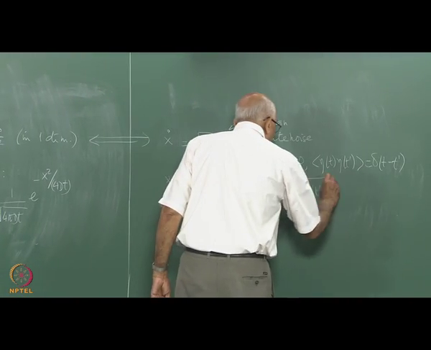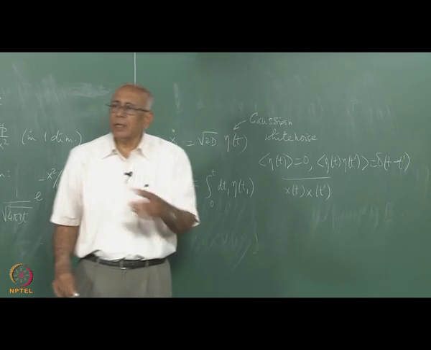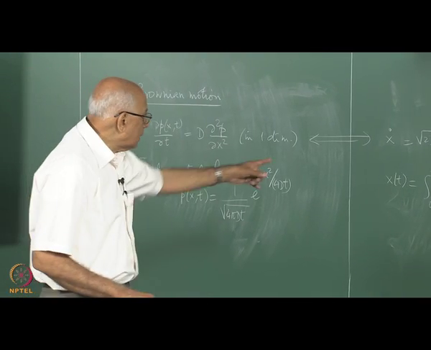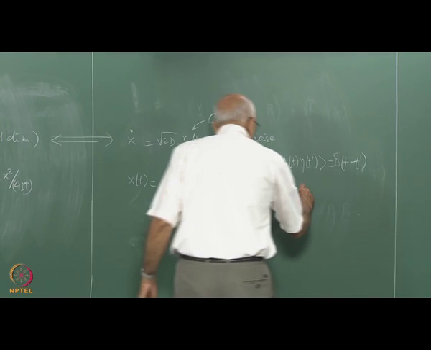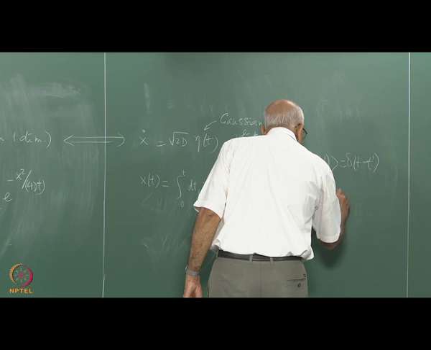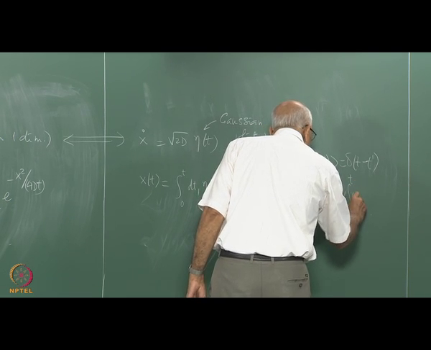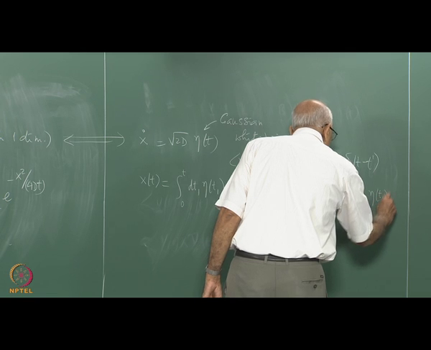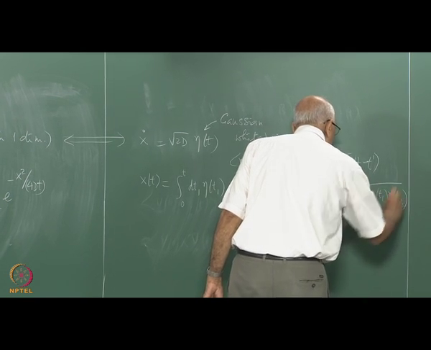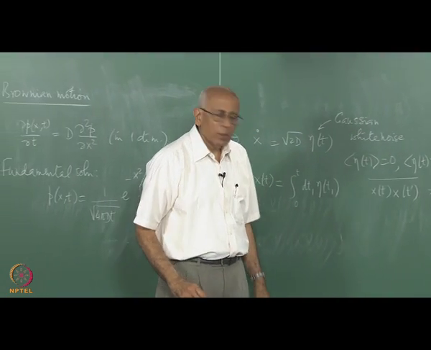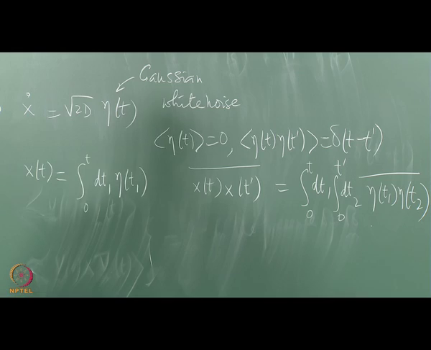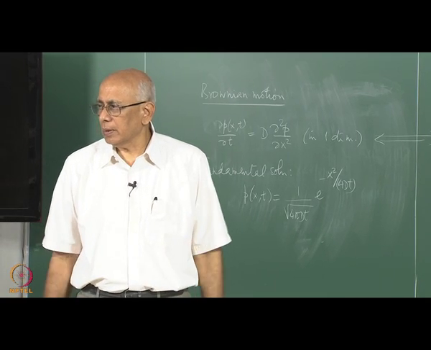Now, what is this going to be? Let me denote by this overhead bar this conditional average, for particles which start at x equal to 0 at t equal to 0. So what is this going to be equal to? It is equal to the integral 0 to t dt1, 0 to t prime dt2, of the average of eta of t1 eta of t2. Whether I put this average or I put angular brackets here does not matter, because our philosophy is that the random noise which comes from all the other particles is not affected by the motion of this single test particle.